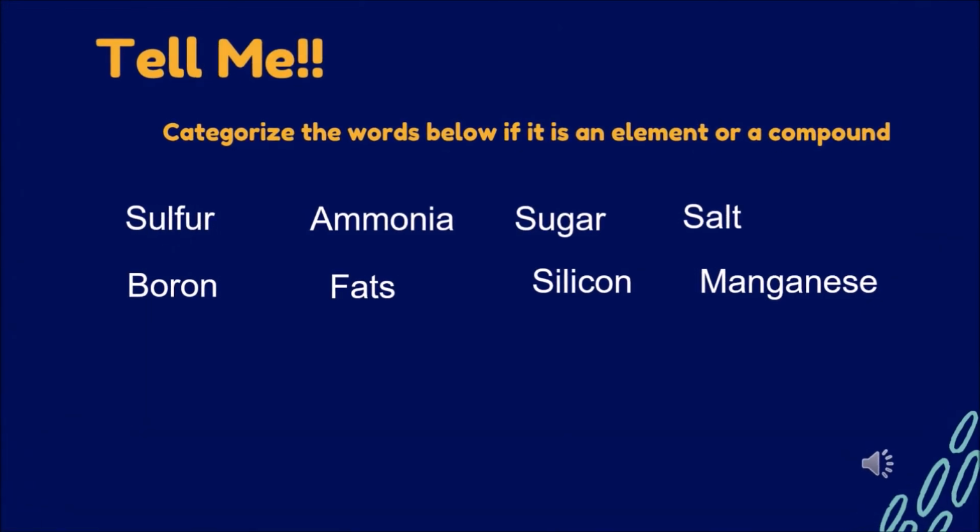Let's have another activity. This time, you tell me if the words below are an element or a compound. We have sulfur, ammonia, sugar, salt, boron, fats, silicon, and manganese. You can write this down on a piece of paper.